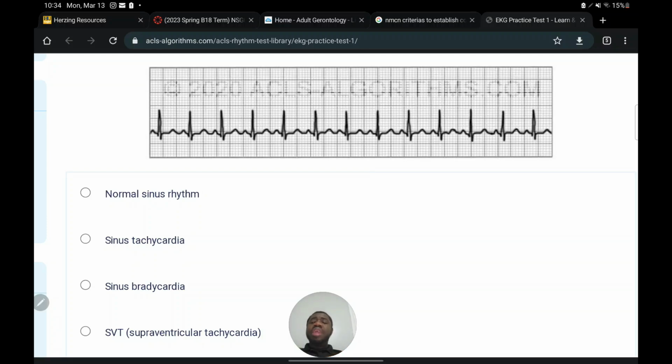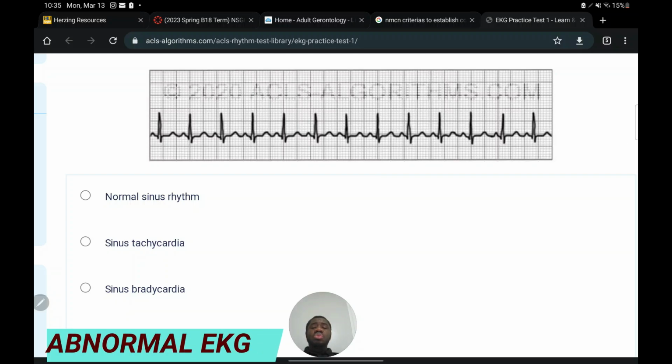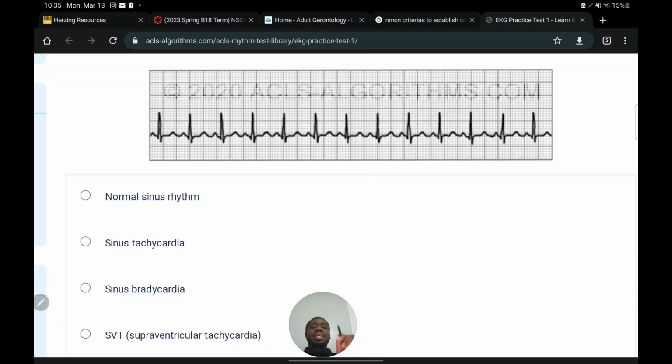Now, do we have P waves? Yes, we have P waves. This is P wave, P wave, P wave, P wave, P wave. And we also have QRS complexes, and we also have T waves. So we can see that the family is united. They are united. And the rate is 130 beats per minute. So we can say that this is a sinus tachycardia.